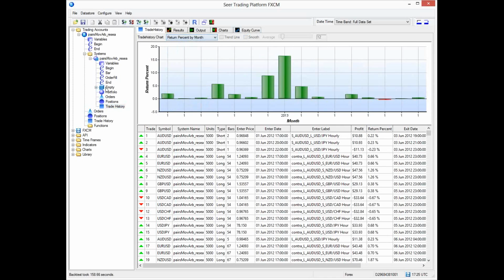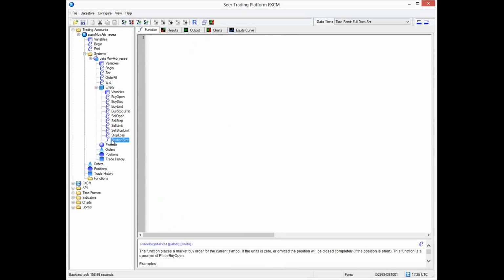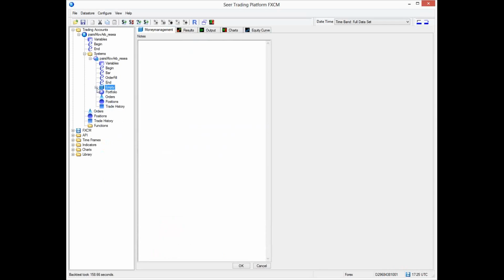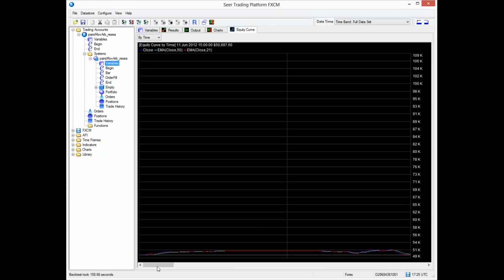And Seer, although this is not the topic of conversation, obviously has all the money management strategies built in. You just have to fill in all these appropriate bits here under the money management object. So you can obviously vary your position sizes. For the purposes of this presentation, obviously, I didn't do that.